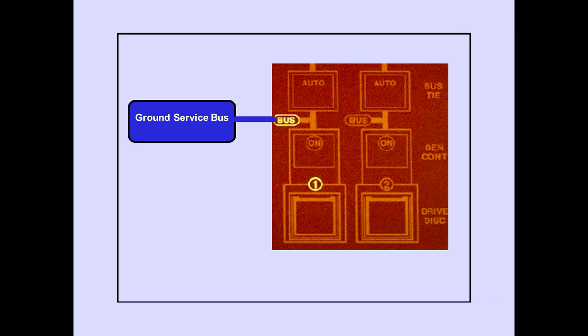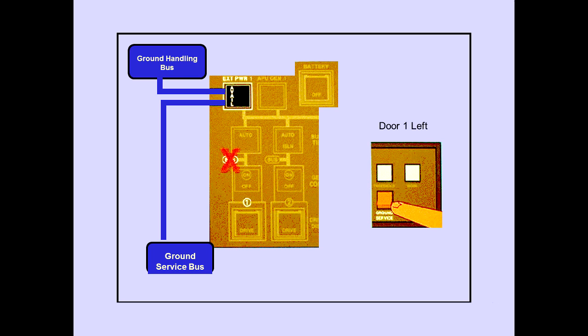The ground service bus is normally powered by AC bus 1. If AC bus 1 is unpowered, the ground service bus can be powered from the same source powering the ground handling bus by pushing the ground service switch at the 1L door.